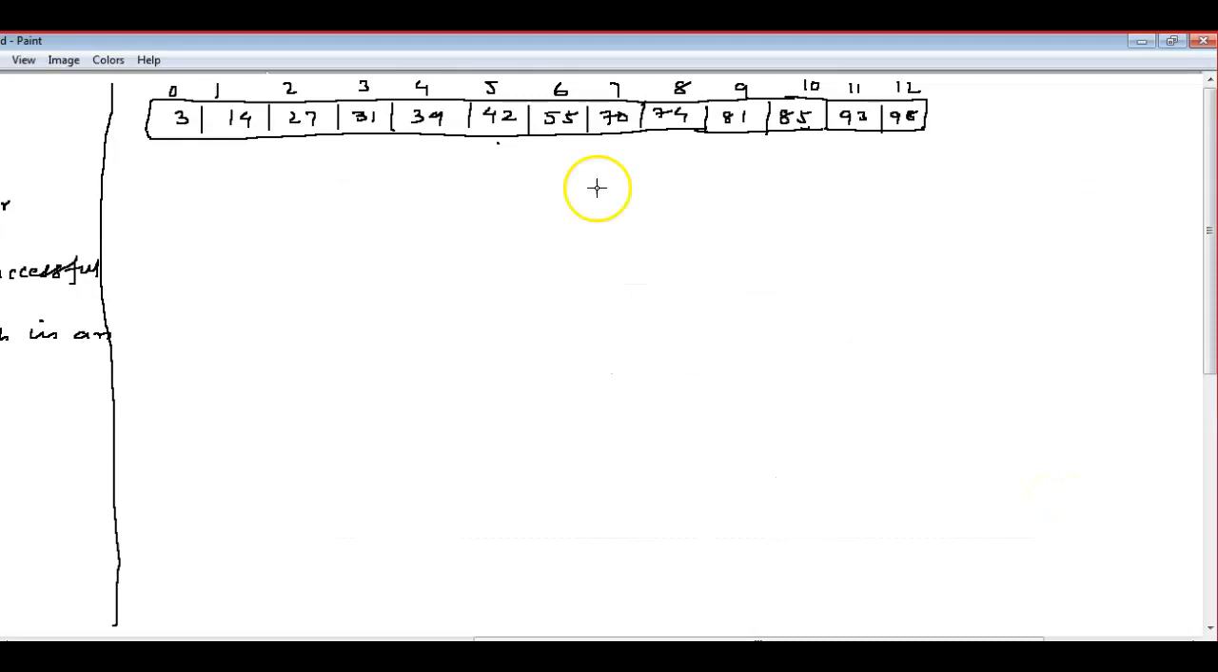Okay, understood till here? So first tell me, how many elements are there here? Elements 0 to 12 are there. So 0 plus 12 by 2 is equal to how much? 6.